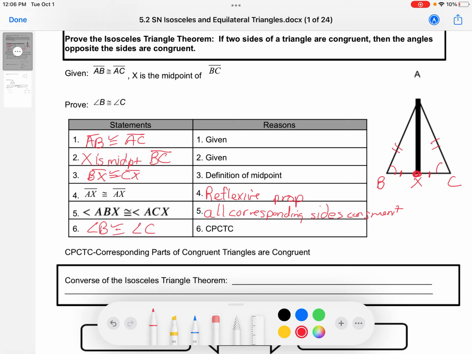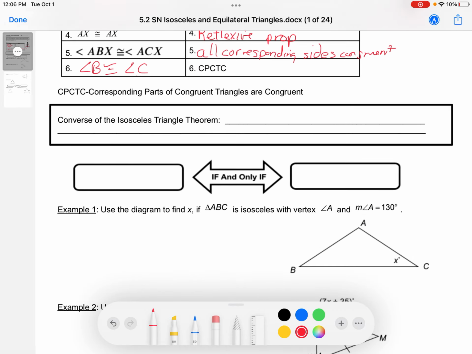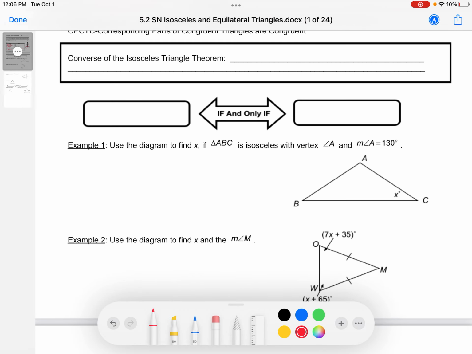We haven't learned corresponding parts yet, but basically it's saying that if you have two triangles and there are two parts corresponding to each other, those corresponding parts are congruent. So CPCTC: corresponding parts of congruent triangles are congruent. Now, the converse of the isosceles triangle theorem.